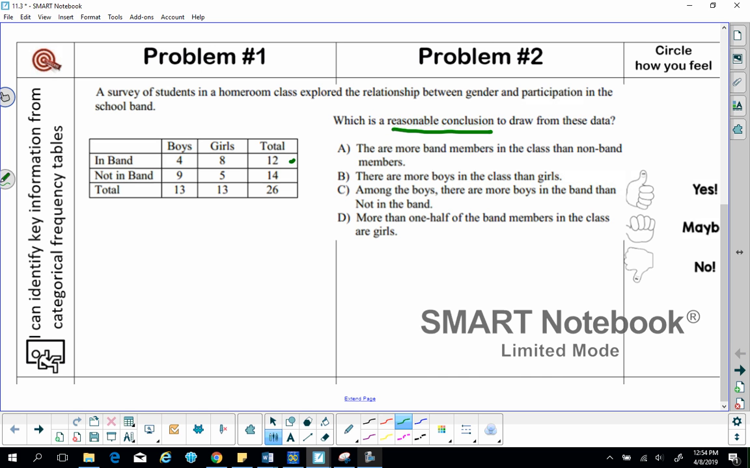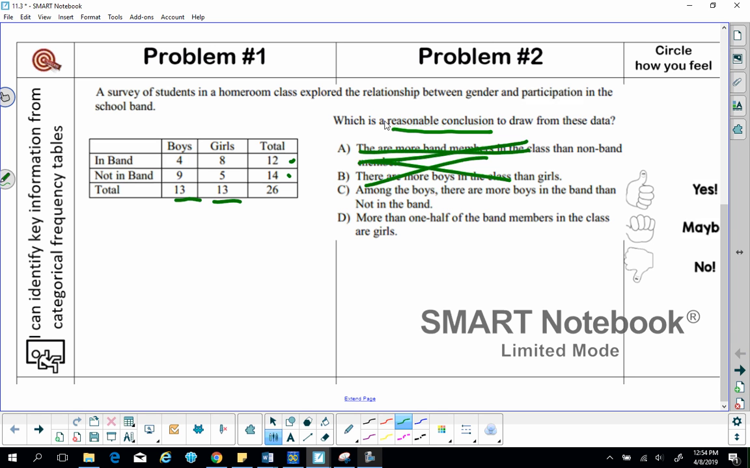How many people are in the band? 12. And how many people are not in the band? 14. So that's not true. Cross it out. There are more boys than girls in the class. Are there more boys than girls? No. Let's see. Cross out.